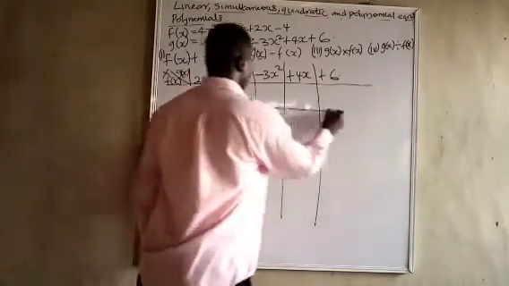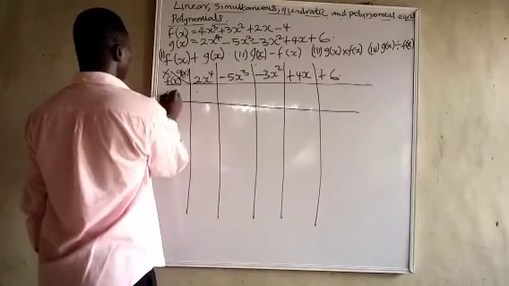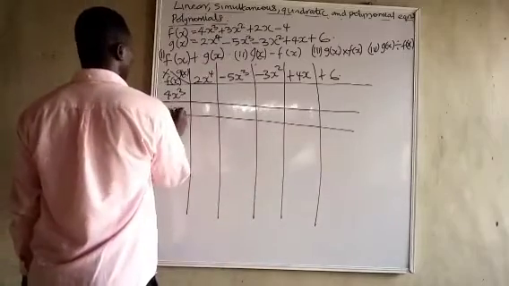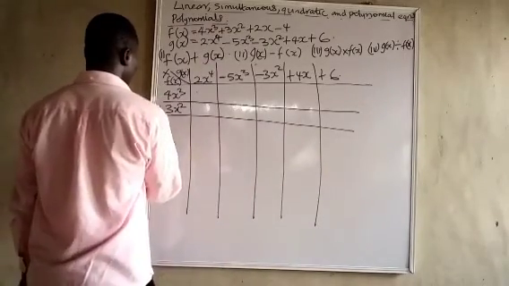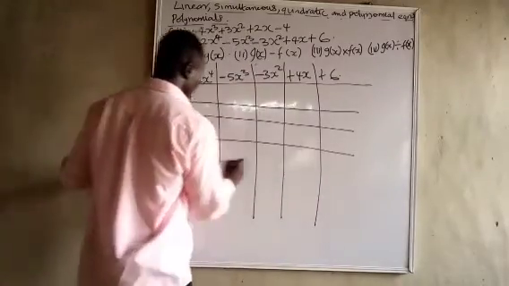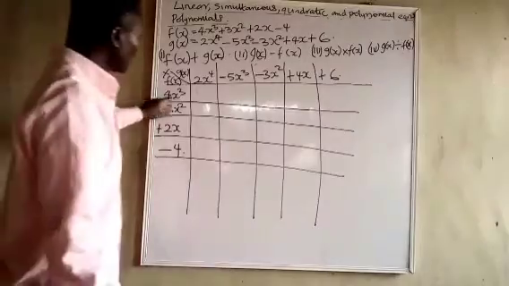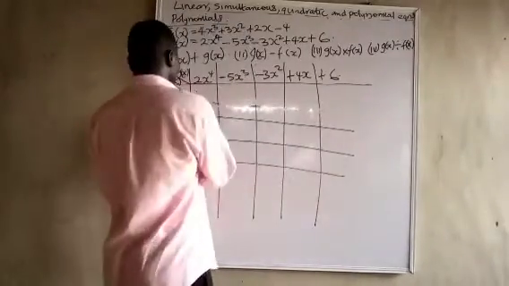Now let's do this again. 4x cubed, 3x squared. You can see these ones are positive. So here you have 2x and you have minus 4 here. Now you will multiply all through and then you will now be taking the like terms in terms.